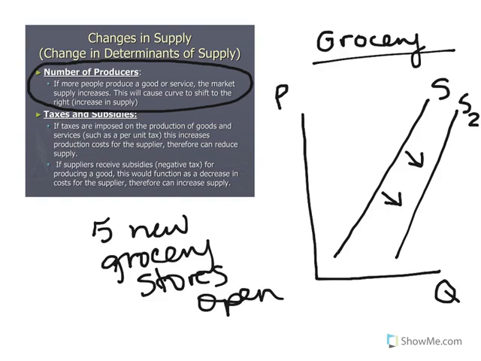If we had said the opposite, if we were illustrating the supply of groceries in Bakersfield and I had said 5 grocery stores shut down and were closed, then the supply of groceries would actually be decreasing. We would have less groceries, so the supply curve would shift to the left.